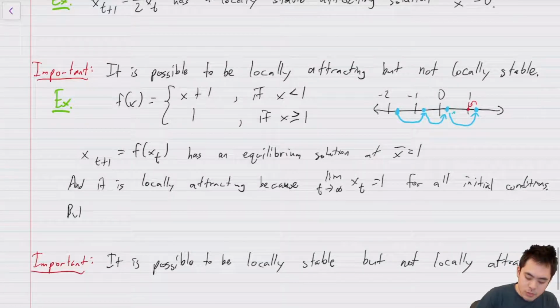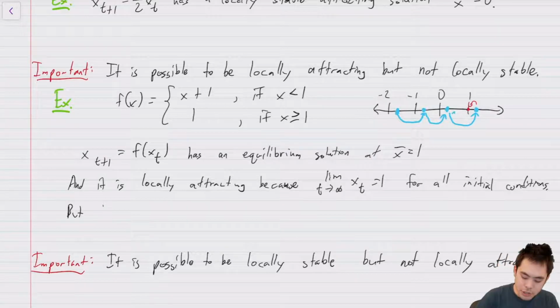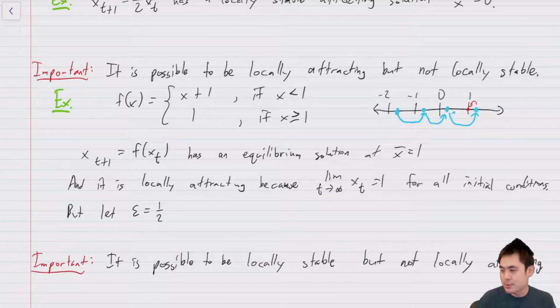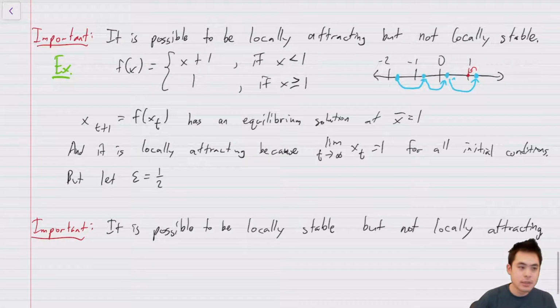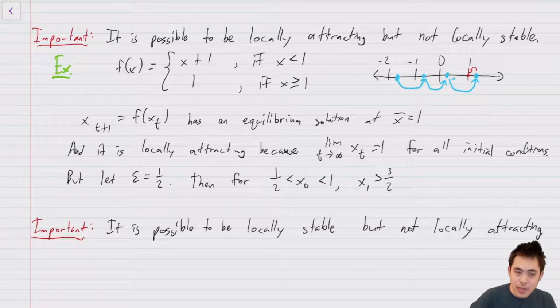But now, let's see that it's not actually locally stable. So we're going to let epsilon be equal to 1/2. You can choose other epsilons, but this is a nice round number. Then for x naught that's greater than 1/2 and less than 1, we know that x1 is greater than 3/2. So x1 minus 1 is greater than 1/2.